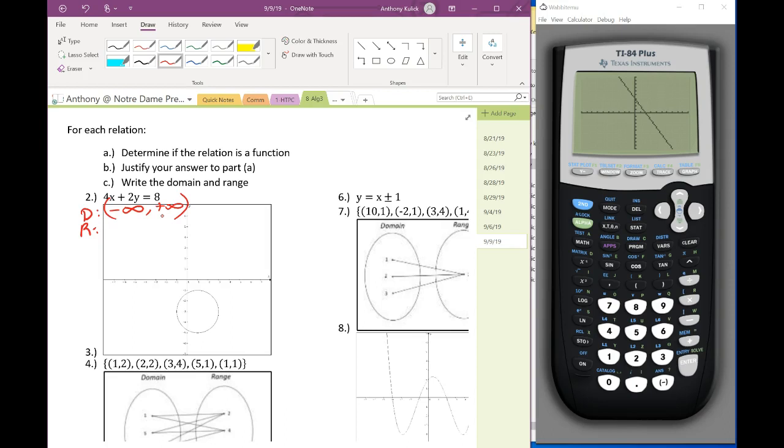To do the range, we're talking about the y's, so we're looking up and down. So let's find the lowest most point on my graph. Is there a lowest point on this graph? No, right? Because it's going down forever. What should I write then? Negative infinity. Very good. And then we'll find the uppermost point. Is there an uppermost point on this graph? No. So what should I write then? Positive infinity. So there's the domain and range for number 2.